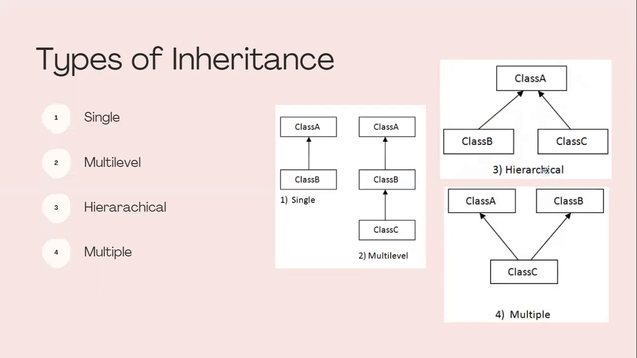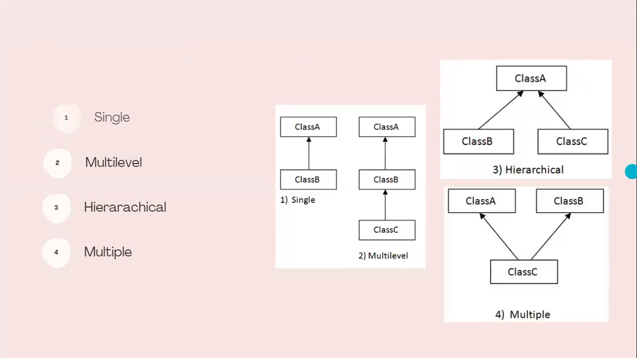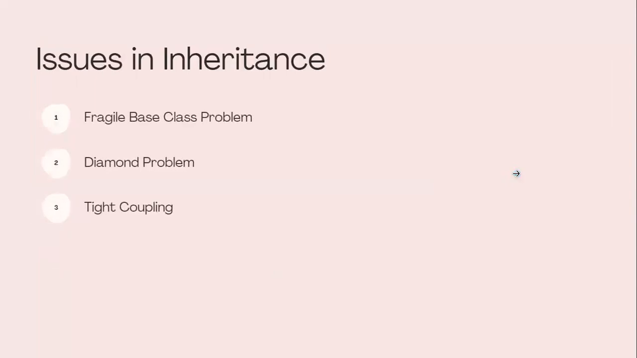Hierarchical inheritance occurs when multiple derived classes inherit from a single base class. This creates a branching structure where several classes share a single ancestor. Now let's talk about some famous issues of inheritance, namely the fragile base class problem, the diamond problem, and tight coupling.